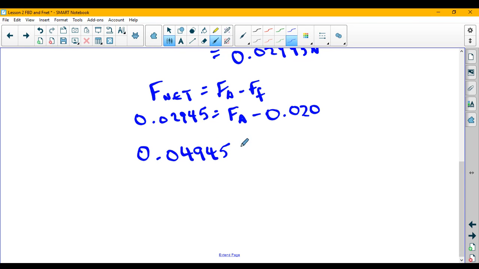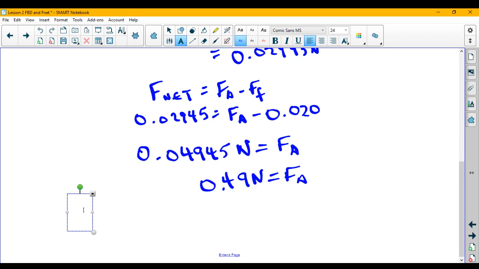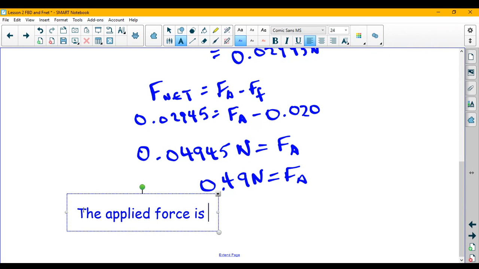0.04945 newtons. Now, this is not my final answer because I need to think about sig figs. I only get 2 sig figs. So I'm going to round this to 0.49 before putting it in my therefore statement. And that would be the applied force. Now you think about it, that's a tiny amount of force, but children push cars, right? Toy cars. So that makes a lot of sense. There you go. All done.